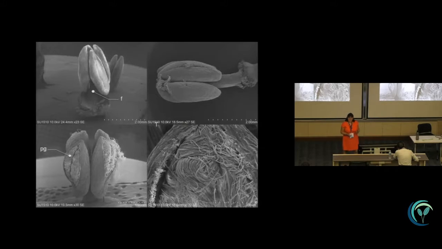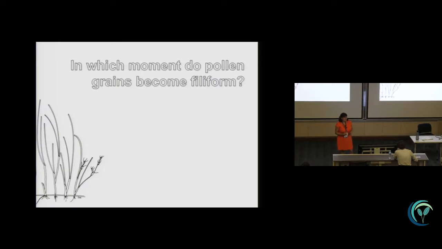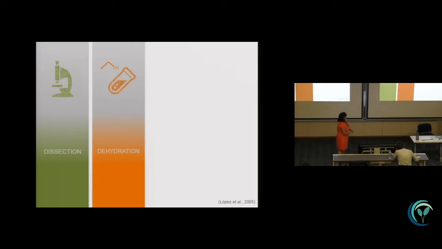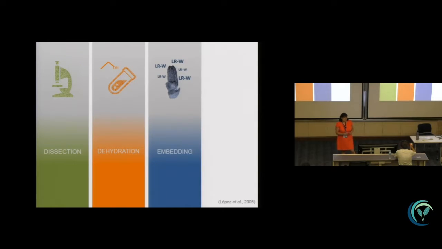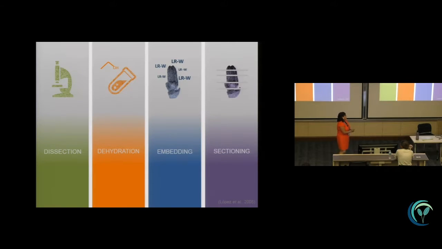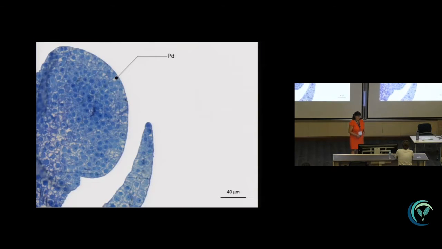And now, the second question. At which moment do pollen grains become filiform? Or are they filiform since the beginning? Well, for this, the first 2 steps are the same, dissection and dehydration, but after that, there's embedding with Eller white. It's a type of resin, and this allows us to create sections. So the tissue looks like this.